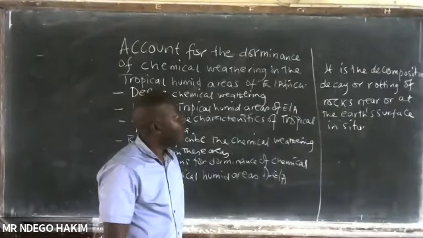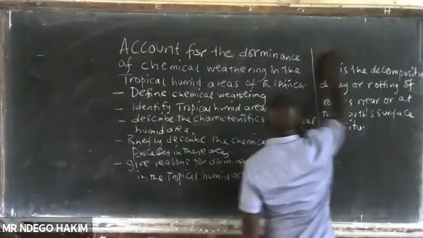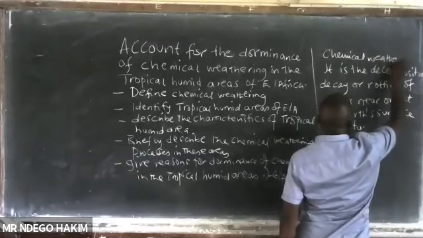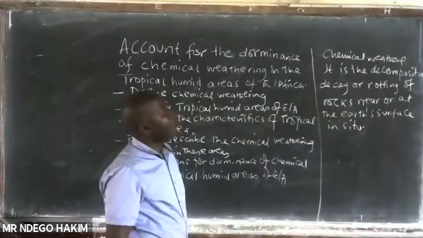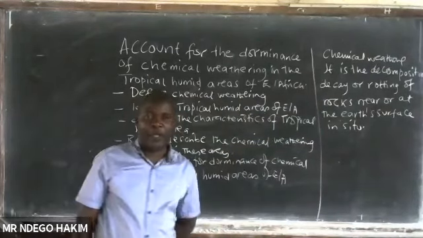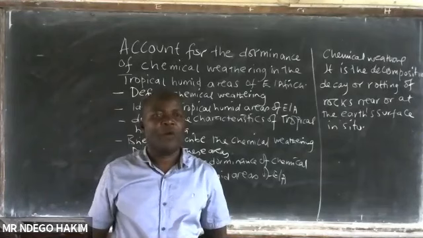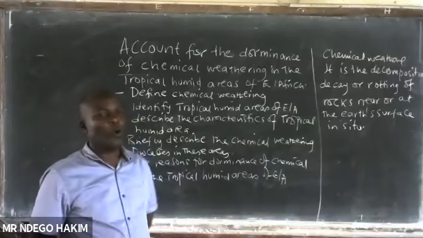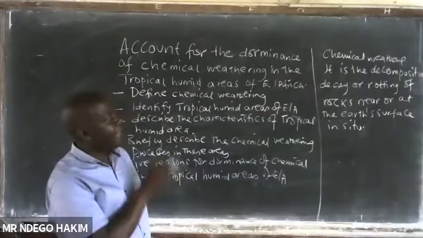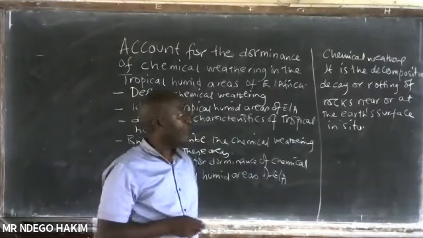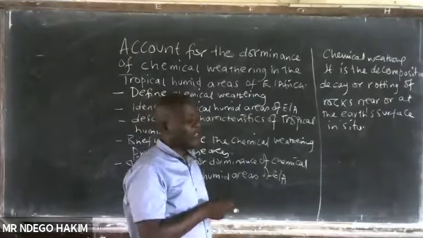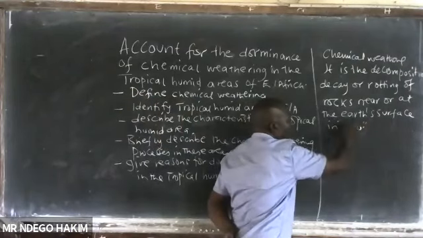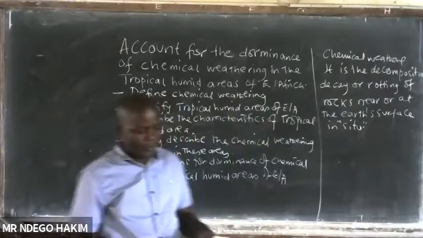So we shall first define chemical weathering. It is the decomposition. I have not said the breakdown. Here we have started by defining chemical weathering straight away, not weathering in general or physical weathering. So we say it is the decomposition or decay or rotting of rocks near or at the earth's surface in situ. In situ means in the same position.